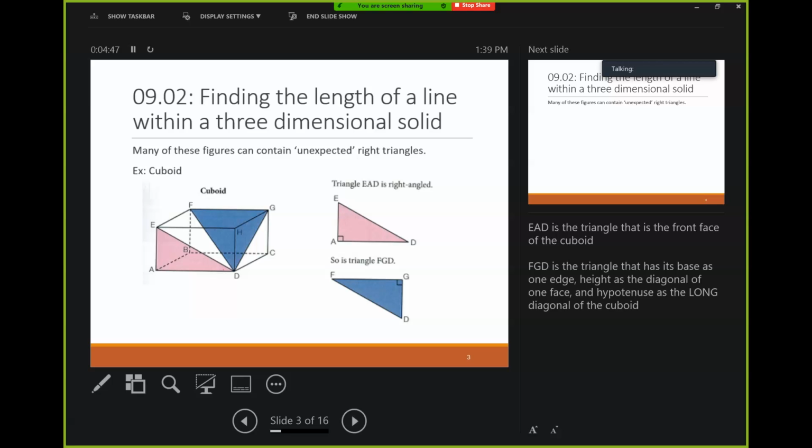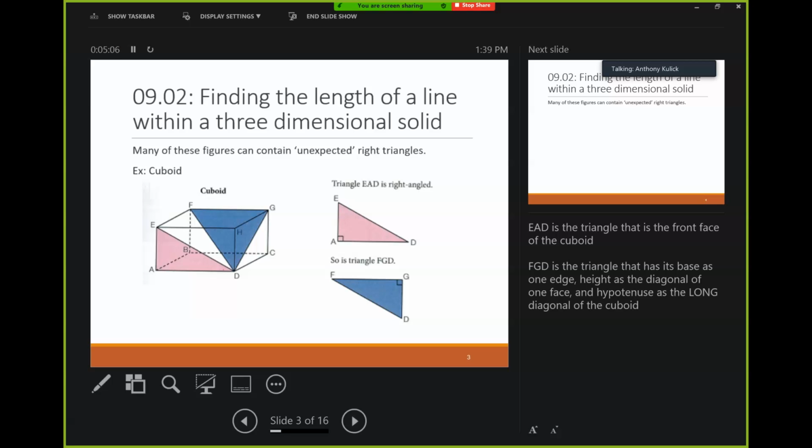Oftentimes in the problems, at least in the beginning, we'll be drawing the calculation triangle that you're interested in for you to help you get used to finding them. But this is really the most challenging part of this chapter, is just being able to find these calculation triangles, or find the one that you need.